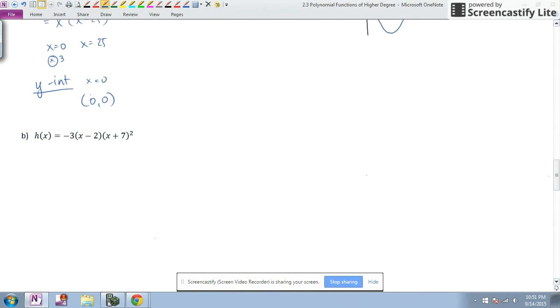Look at this guy. Now this one's a little tricky because it needs to be foiled out so I could do end behavior, or you can just kind of think about the end behavior. It's going to have a negative 3, and it's going to have an x and an x squared. So it's going to have a negative 3x cubed. So that right there tells me the right side's down and the left side is up. So I already know that about the graph just from knowing end behavior or looking at the leading coefficient or whatever you want to call it. So we know the right side goes down. We know the left side goes up.